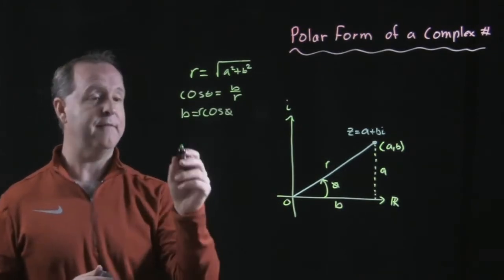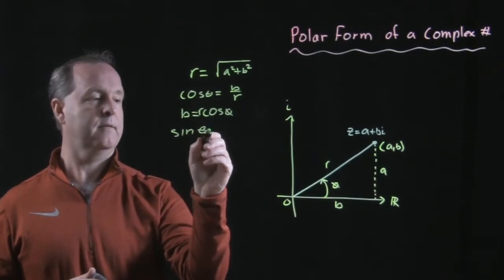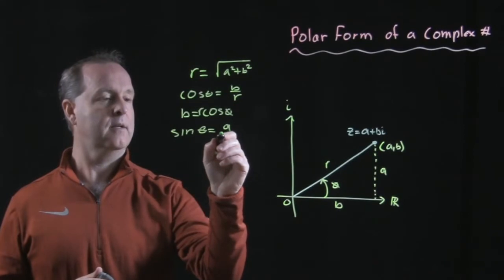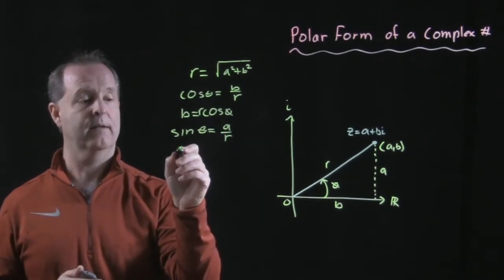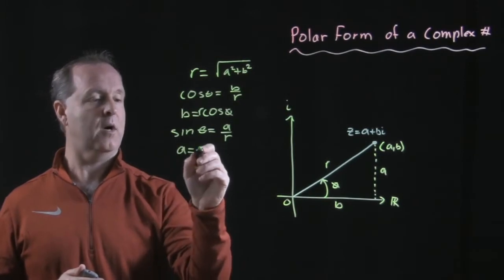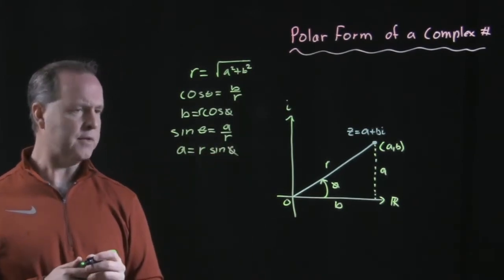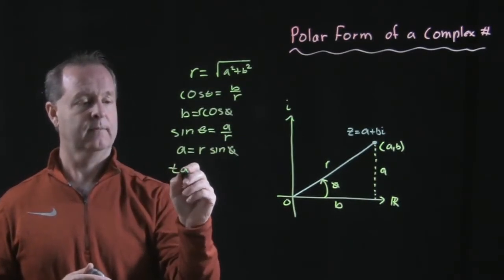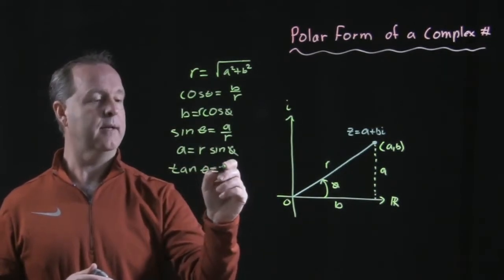We know that there's a sine function we can build as well. So the sine of theta equals the opposite over the hypotenuse, which is a over r in this particular case. I could likewise solve that for a, and that equals r times the sine of theta. And then there's also a tangent function that we'll find useful at times. So the tangent of theta equals a over b.